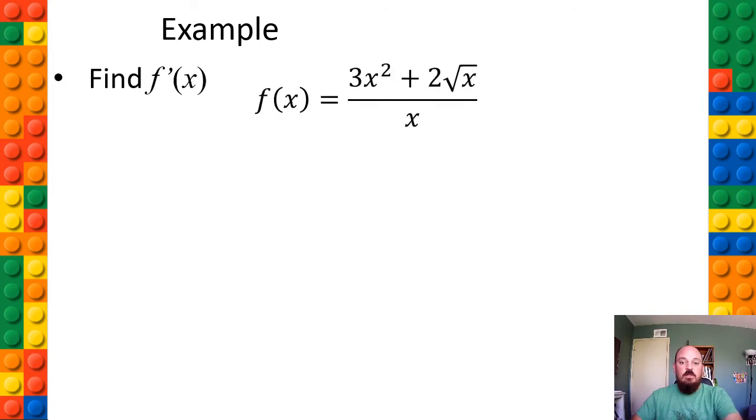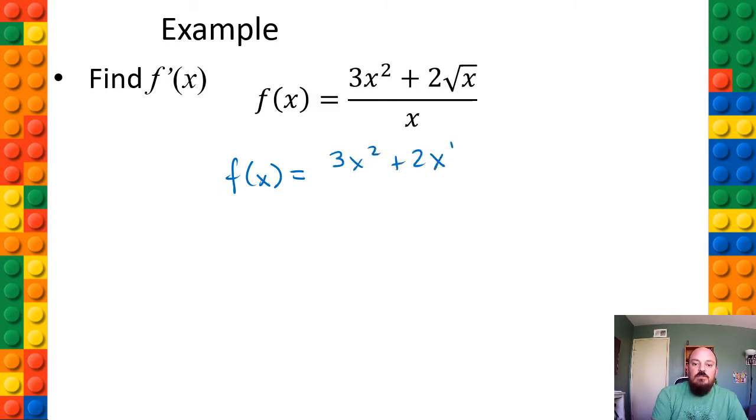All right, here's another example I want to do with you guys. F of x, this time I threw in a square root of x, make it a little trickier. We have f of x equals 3x squared plus 2 times the square root of x, and it's all over x. So I see a quotient again, and I think, all right, let's go ahead and do the quotient rule. But before I do that, and I pretty much always do this for derivative questions, anytime I see a square root, I'm going to recopy it as a fraction exponent. So I'm going to rewrite this very quickly as f of x equals 3x squared plus 2x to the 1/2 all over x.